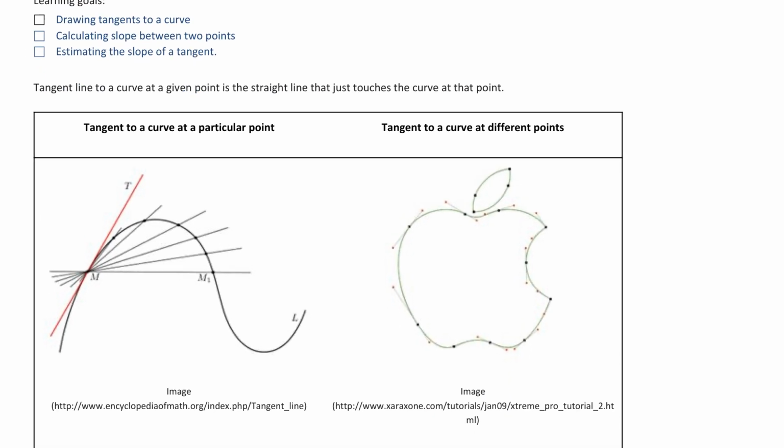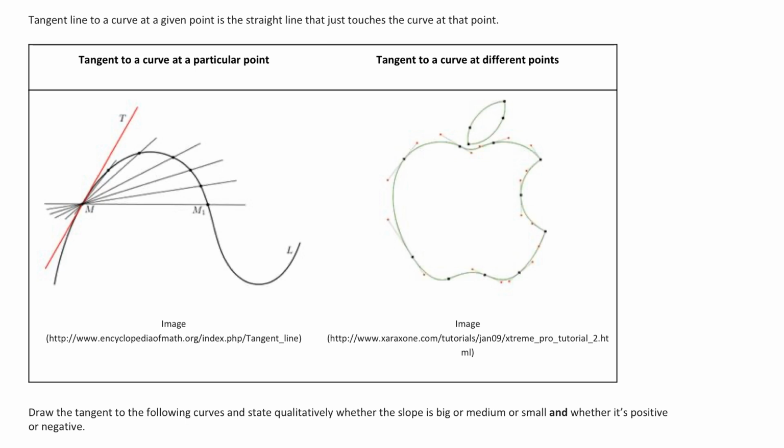So I'm going to bring this up and let's talk about tangent again. A tangent line to a curve at a given point is a straight line that touches the curve at that point. This is the mathematical explanation of it. For me to understand it, I think of it differently. Whenever you have a curve, we can have one straight line that can represent the slope at that particular point.